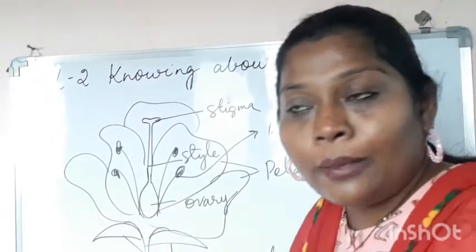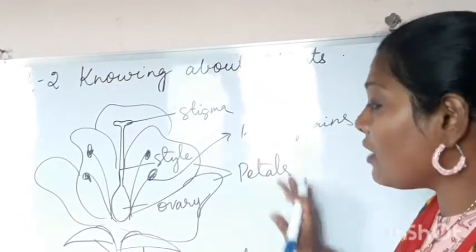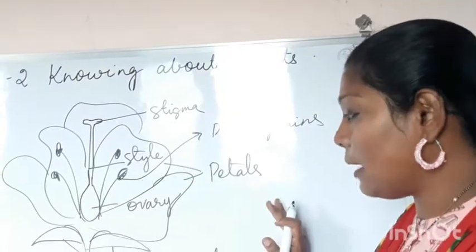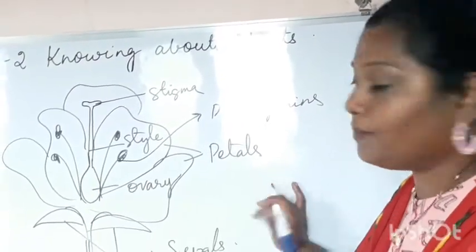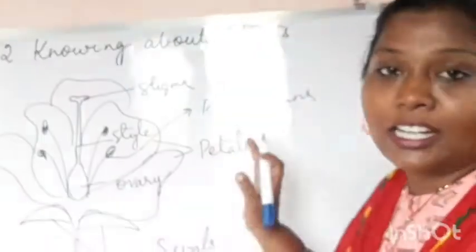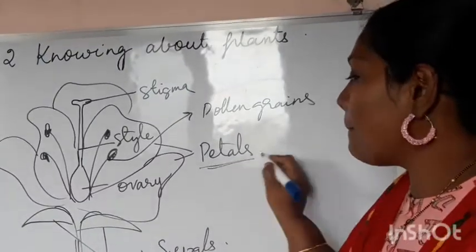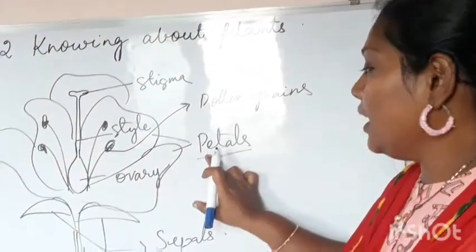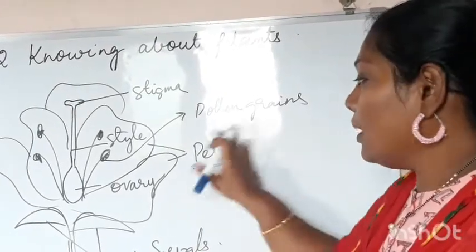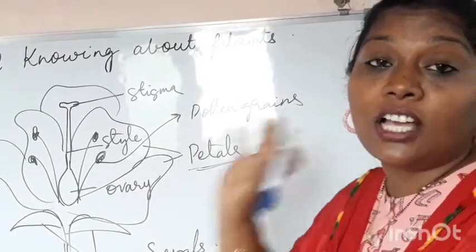So children, what is the importance of this flower? The flower contains different parts. Let us learn first about them and then we'll see the function of the flower. See here, the colorful part. Always the flower contains the colorful, attractive parts, which are called petals. P-E-T-A-L-S, petals.